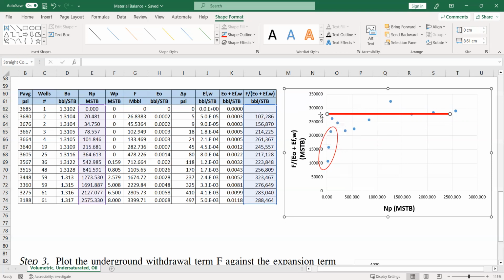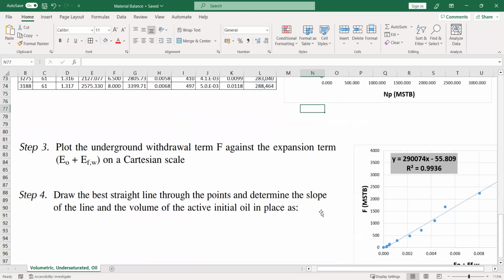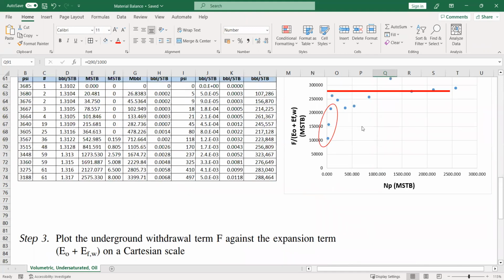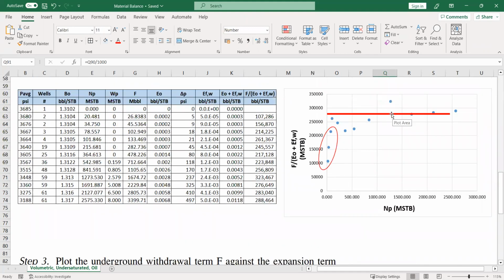It intersects close to or between 300 and 250. So it's very close to what we have here as our active initial oil in place, which is 290. All right, but again, it's a diagnostic approach. I can say that it's more qualitative rather than quantitative. So it's another assurance that this is a volumetric reservoir rather than an aquifer-supported reservoir.